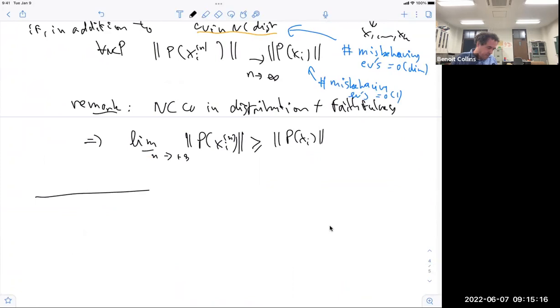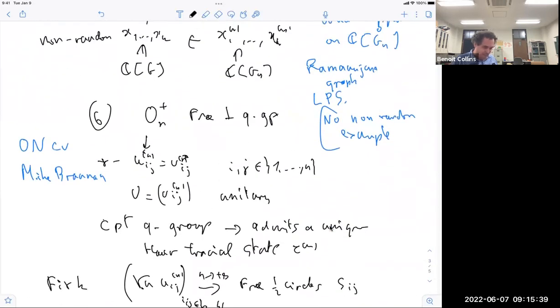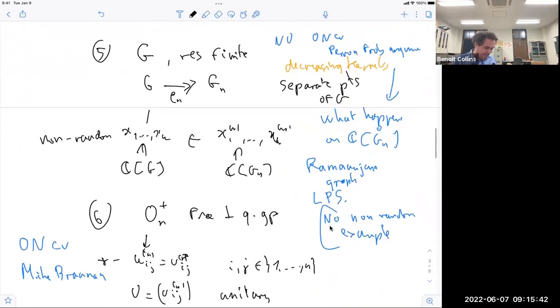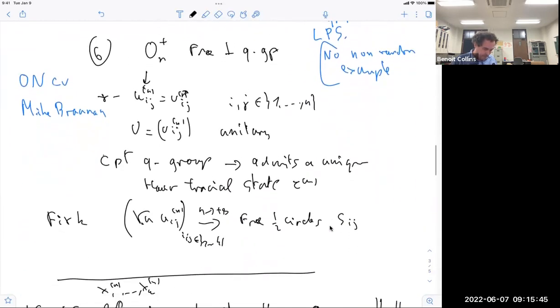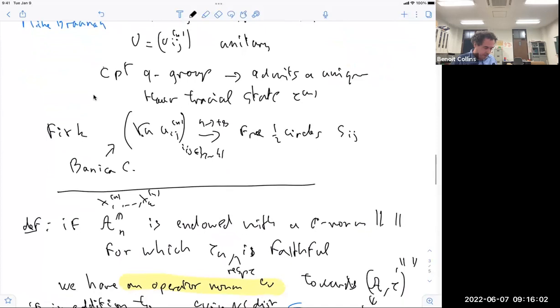So here is Mike Brannan's approach to operator norm convergence for O_n^+. Maybe I should have written here that this thing was done by Banica and myself, by Teo Banica and myself, in case you want a reference. But of course, now we have Mike's results, which are way stronger.